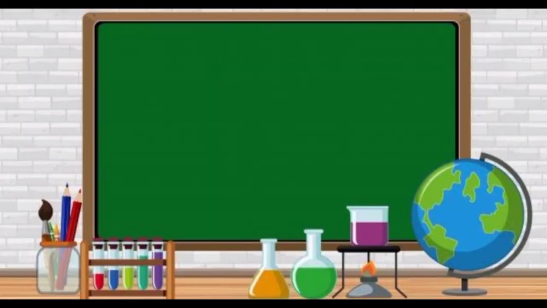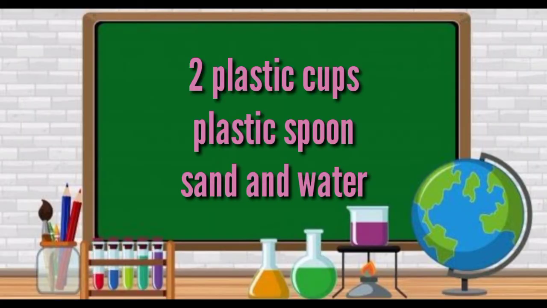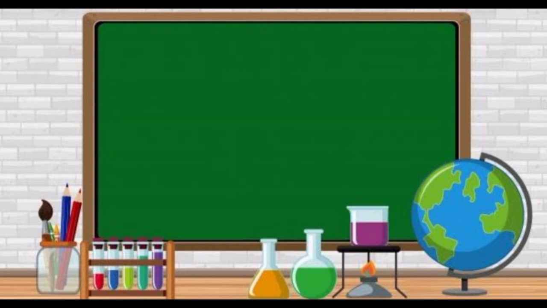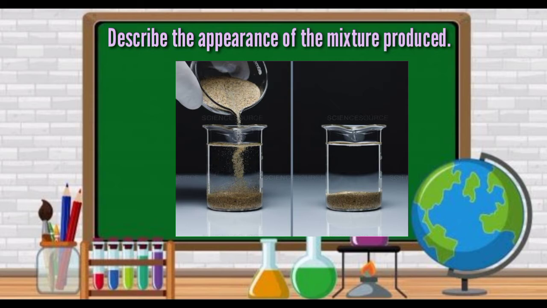Now, let's do Activity 1. You will need the following: 2 plastic cups, plastic spoon, sand, and water. Do the following. Mix sand in a cup of water. Stir the mixture thoroughly. Next, let the mixture stand for a few minutes. Observe what happens. And last, carefully pour the water in another cup. Describe the appearance of the mixture produced.